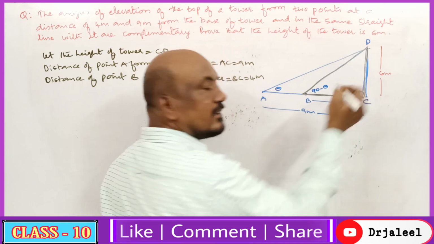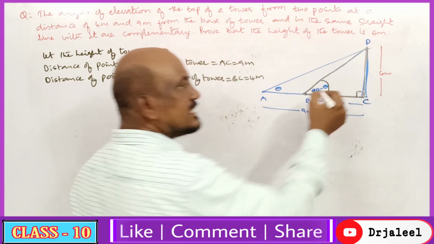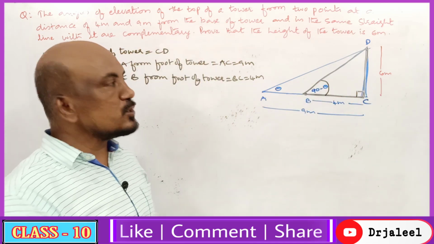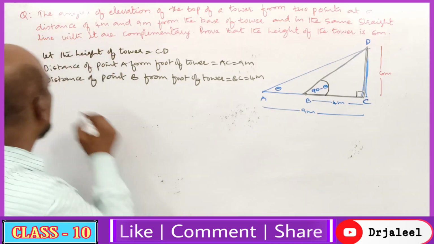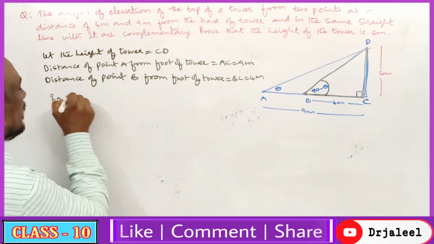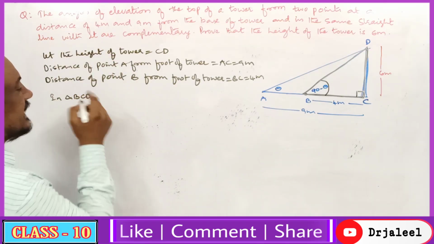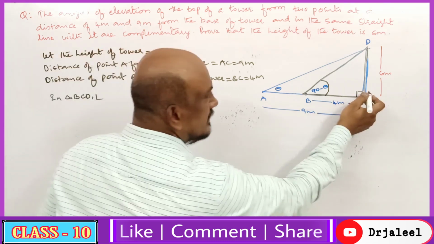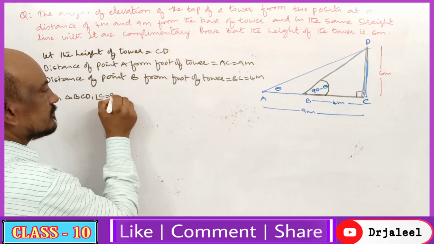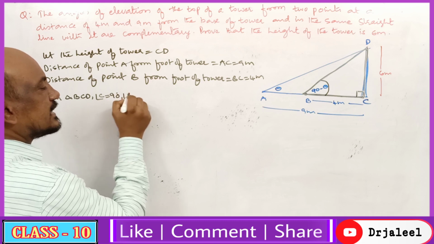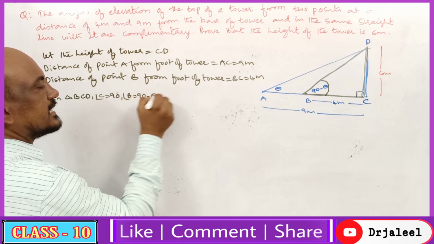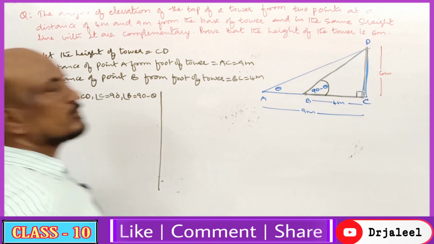BCD. What is this angle? 90 degrees. And what is this? 90 minus theta. So let's work in that small triangle. In triangle BCD, what are the angles provided here? C is 90 and angle B is equal to 90 minus theta.